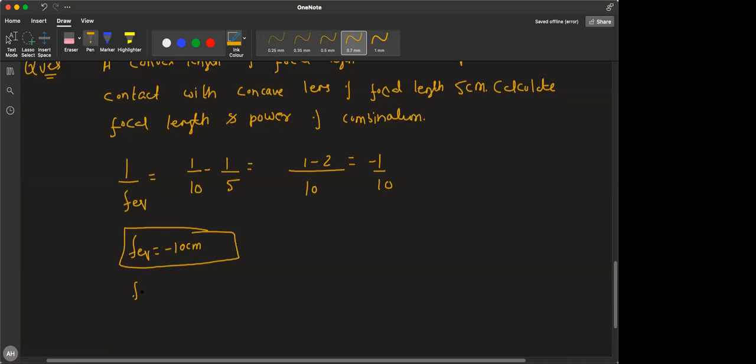Now, to calculate power, first convert this f equivalent into meters. So to convert centimeter into meter, you divide it by 100. Then your equivalent power is 1 by f equivalent. So if you take inverse of it, it comes out to be minus 10 diopter. That's the equivalent power. Note it down. Yes, written. Yes, sir. Okay.